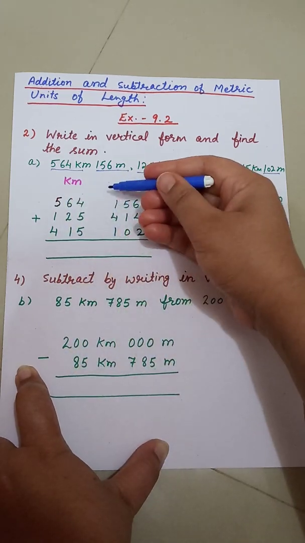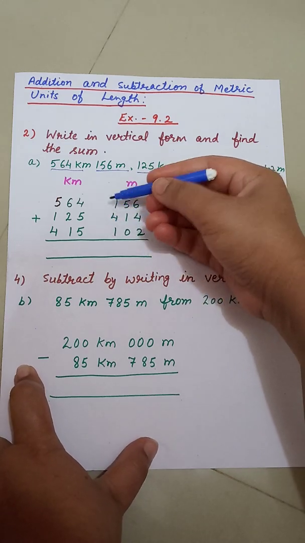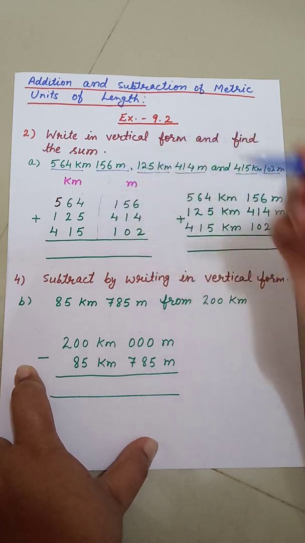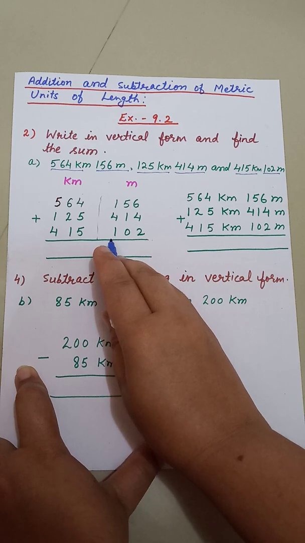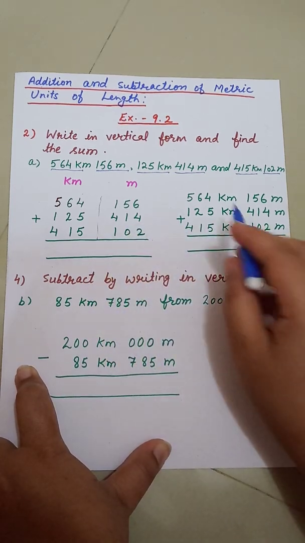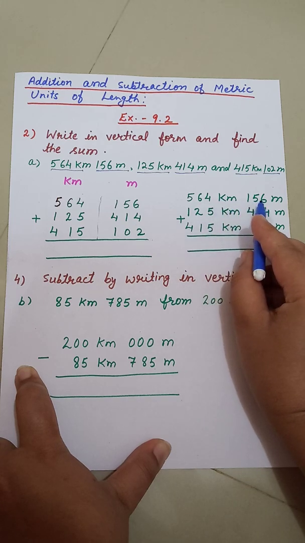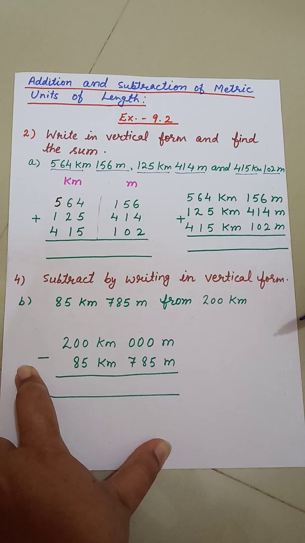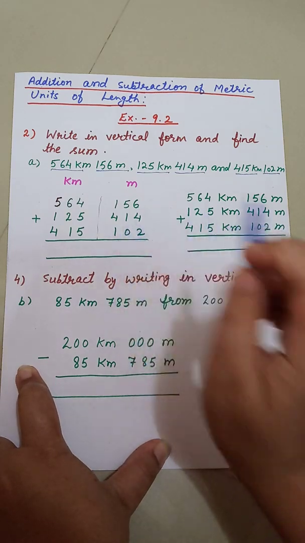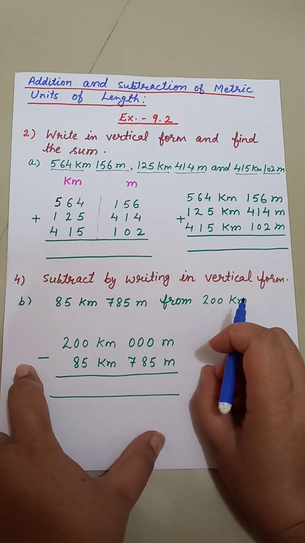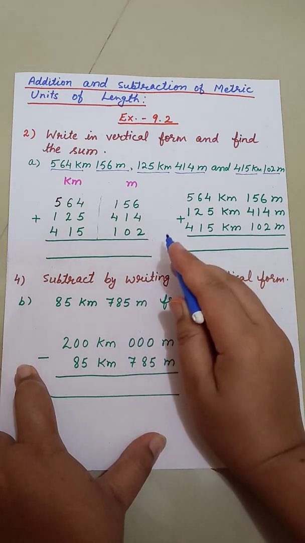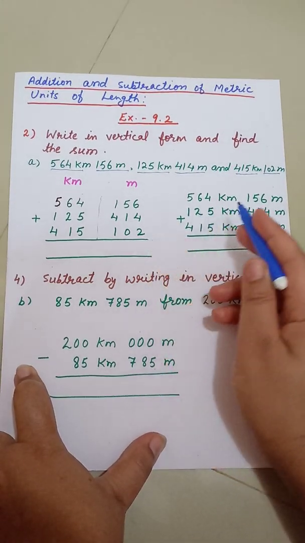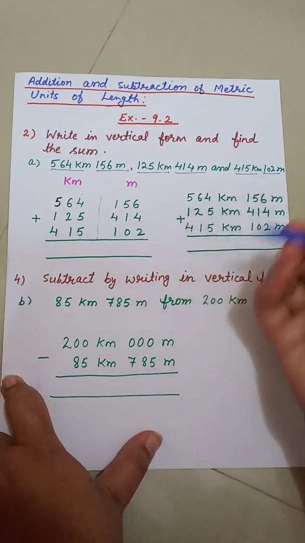So when you are arranging these numbers, always maintain the distance between the given units. See, and you can also arrange these numbers like this. 564 kilometer and 156 meter. I have written the units along with those numbers. Okay, so you can write in both ways. So now we will solve. It is very simple to add or subtract the metric units of length. It is the same as what we have done before.